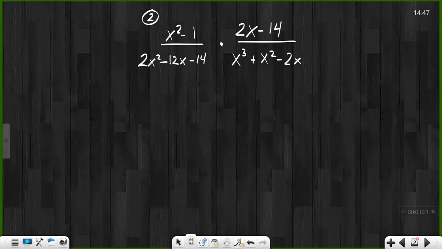All right, let's look at the next one. Now, all of a sudden, we've got more here. All right, we're doing the same steps. Factor the top, factor the bottom. Then look to cancel out and remove your giant ones. Multiply what's left together and state the excluded values of x.